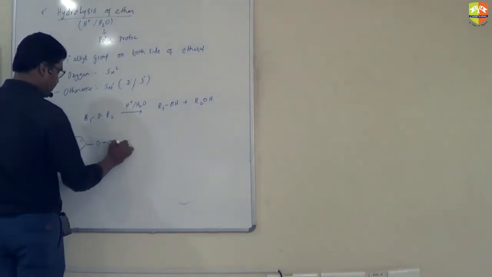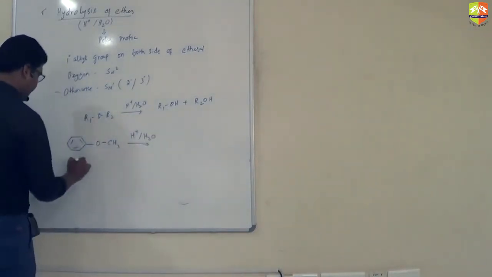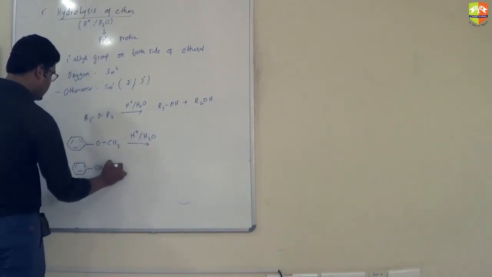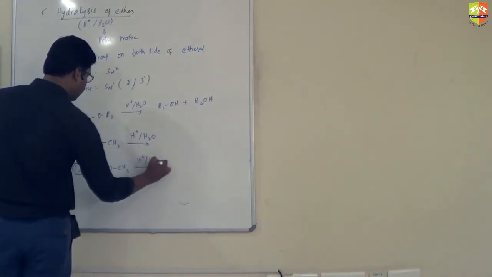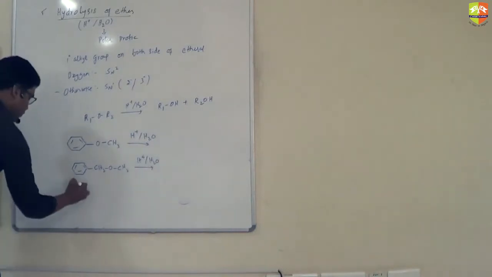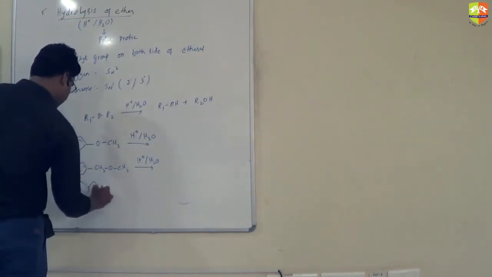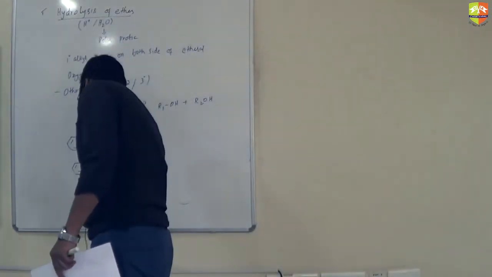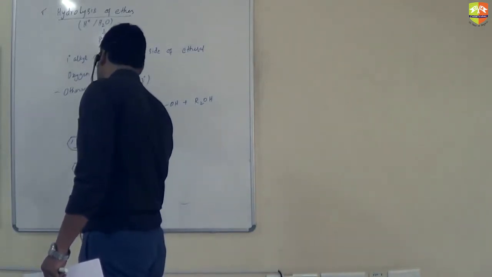And then we have CH3, H plus, H2O. CH2O, CH3, H plus, H2O. This is 418. This is also 418. And this is 418.